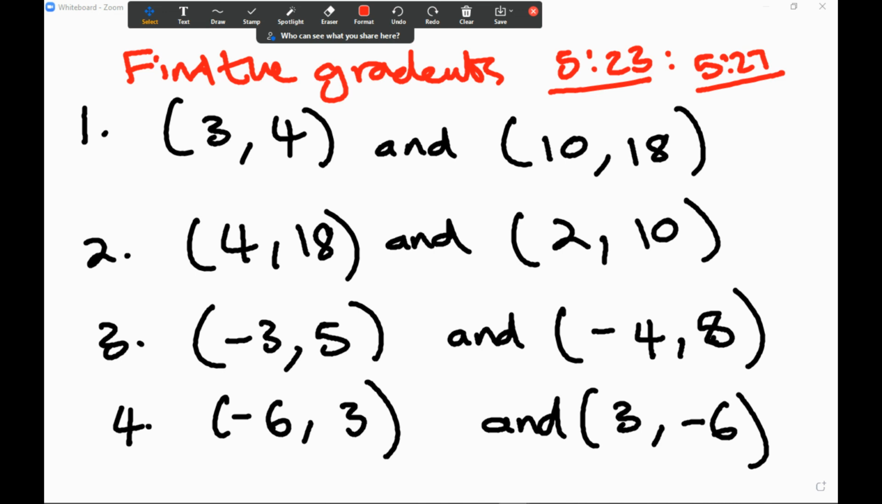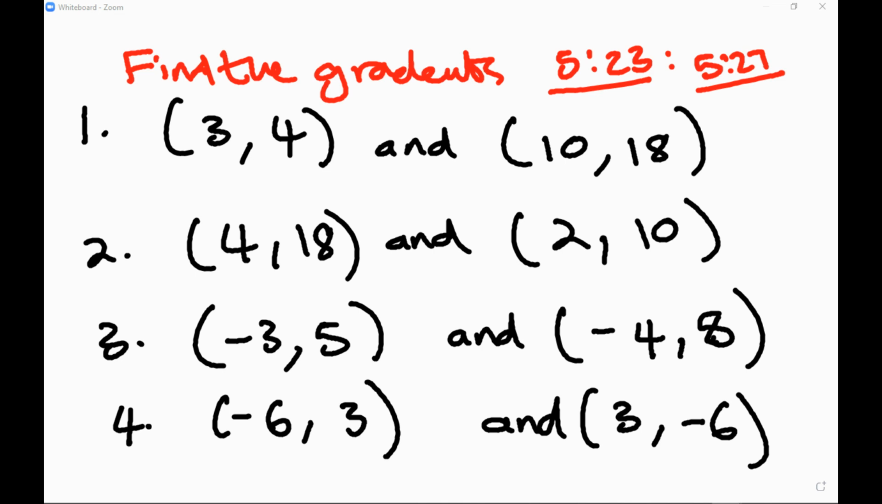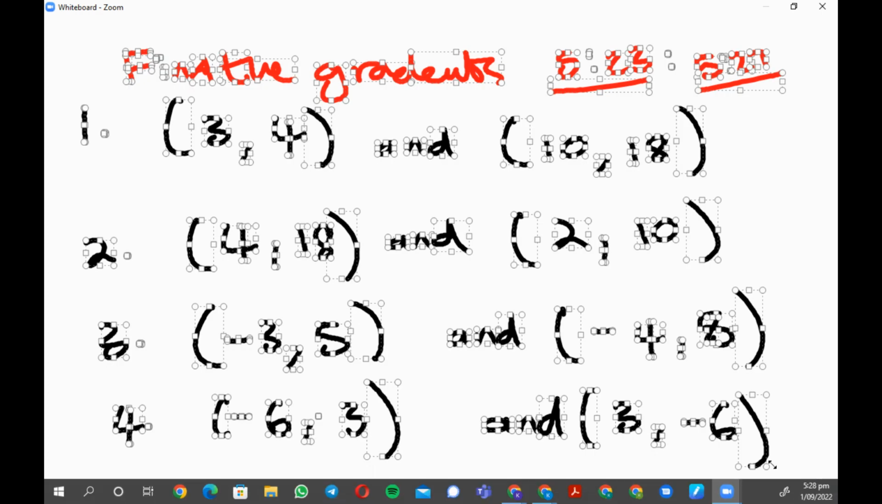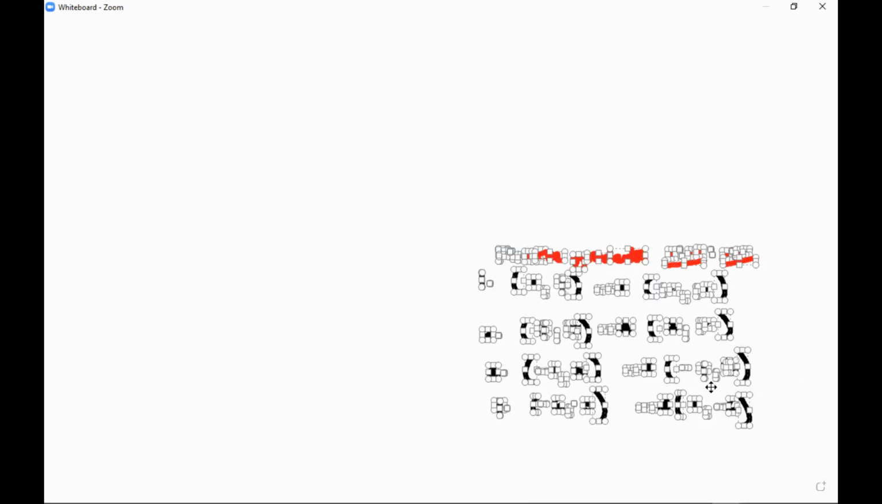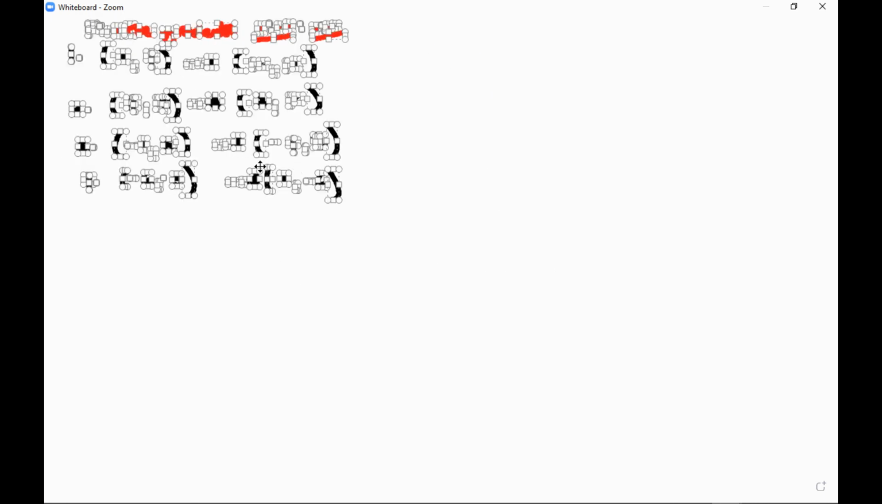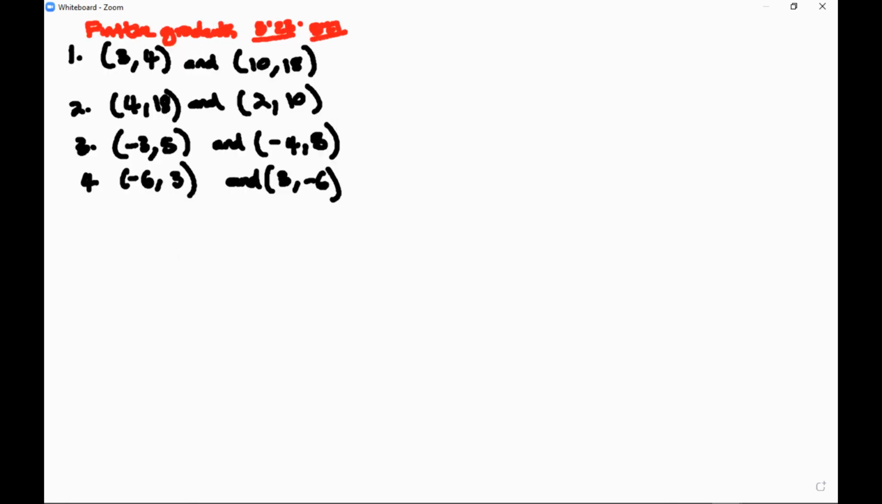Okay. Here we go. So the first answers here, let's have a look at these now. This is what we're going to do. I'm going to minimize this now. We're going to find out each of these gradients as fast as we can.